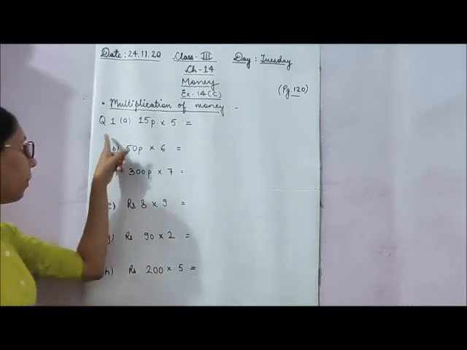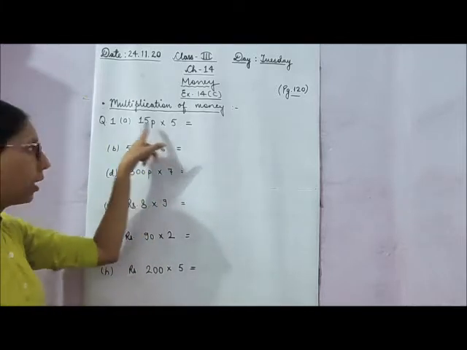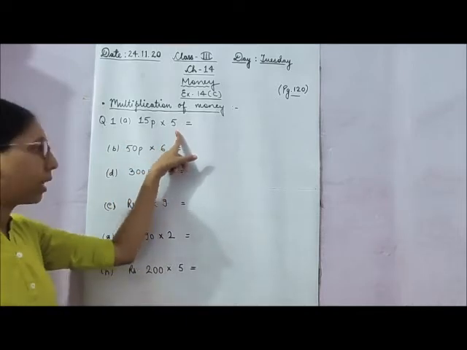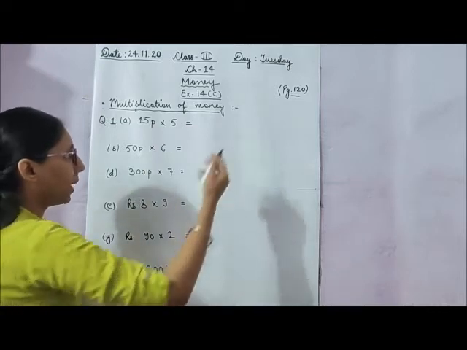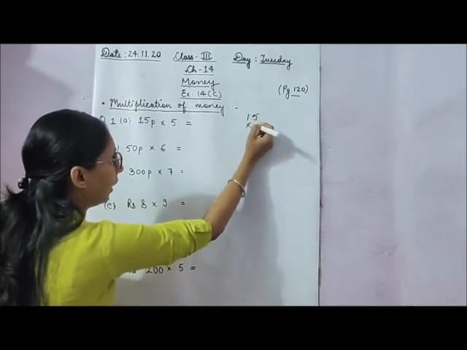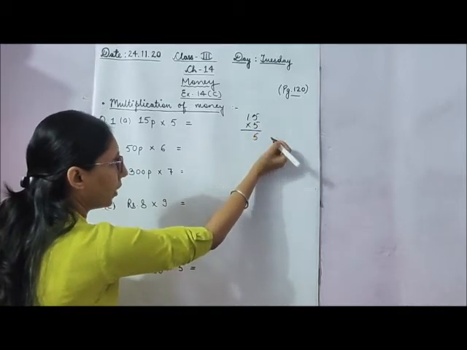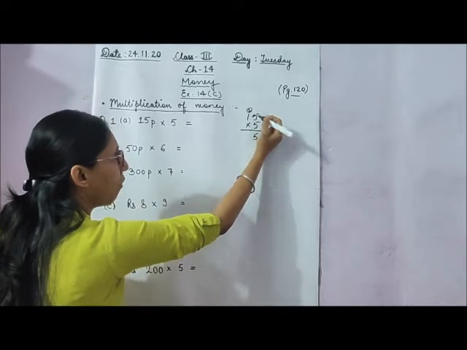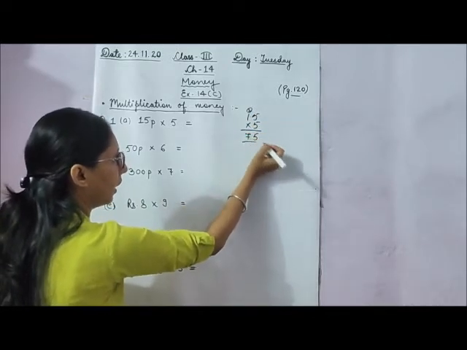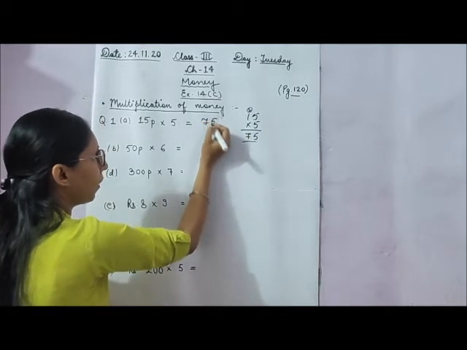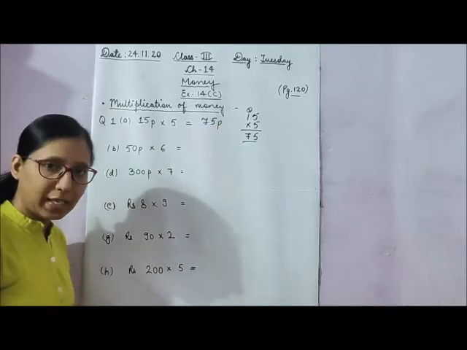So here question number 1 I am going to solve. A part is 15 paise into 5. 15 paise times 5. So here we have to multiply 15 paise by 5. We will multiply this like this only. 15 times 5. 5 into 5 is 25. We will write 5 over here. 2 carry. 5 times 1 is 5 plus 2 is 7. See, the answer is 75. And this 15 is for paise, so we will write this 75 as paise.